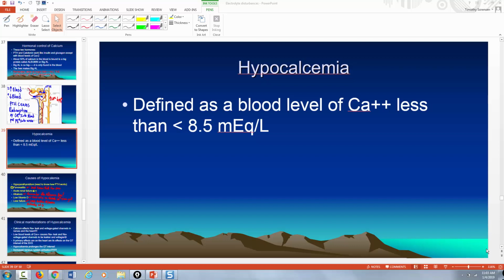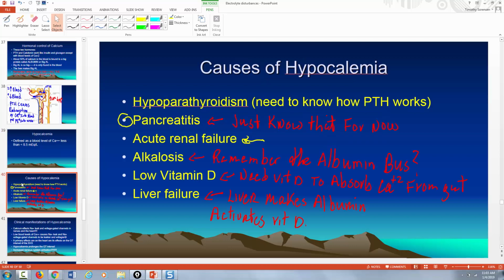Okay, guys, we're going to talk about hypocalcemia. And again, hypocalcemia is defined as a blood level of calcium that's less than 8.5 milliequivalents per liter. And let's quickly review again the potential causes of hypocalcemia. Number one, hypoparathyroidism, just low parathyroid hormone, right?